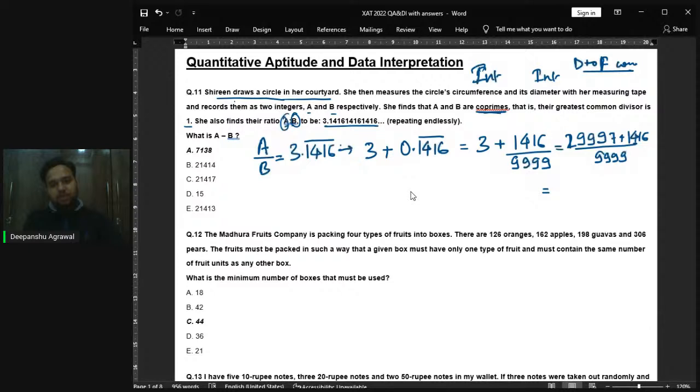So we have to add 29997 with 1416. This should be 31413 divided by 9999. If we look at these numbers, the circumference upon diameter is given as 31413 divided by 9999. So this can be the value of the circumference and this can be the value of the diameter.